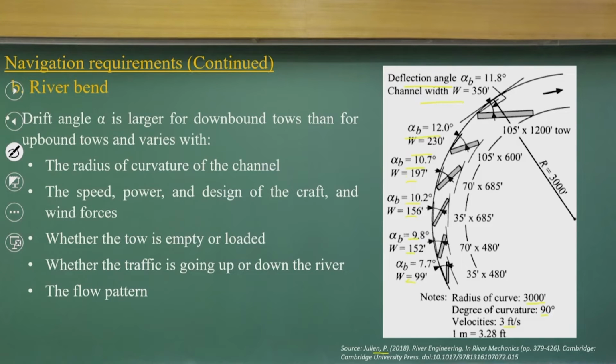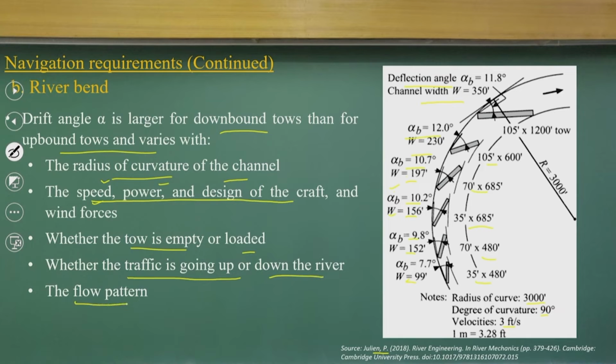So, that is the composition, showing the different width requirements for different angles, and we also have different tow lengths, tow widths and lengths. It shows that the drift angle is larger in downbound tows than upbound tows. The radius of curvature depends upon the speed, power and design of the craft, wind force, whether the tow is empty or loaded, whether the traffic is going up or down, and the flow patterns.